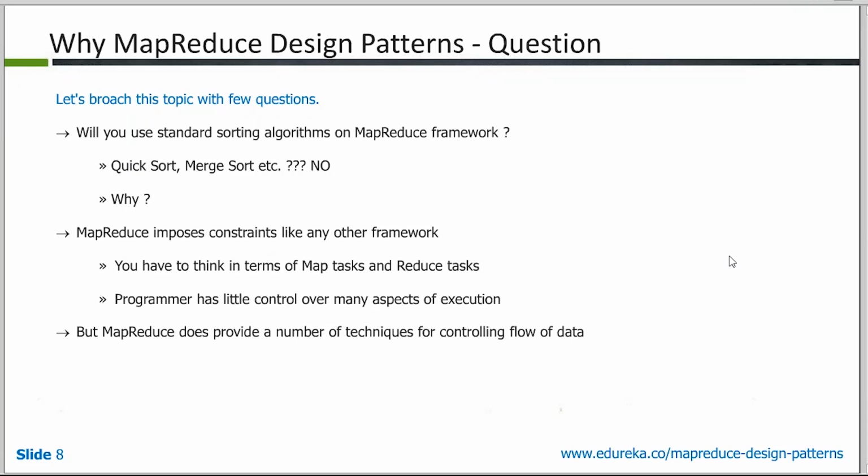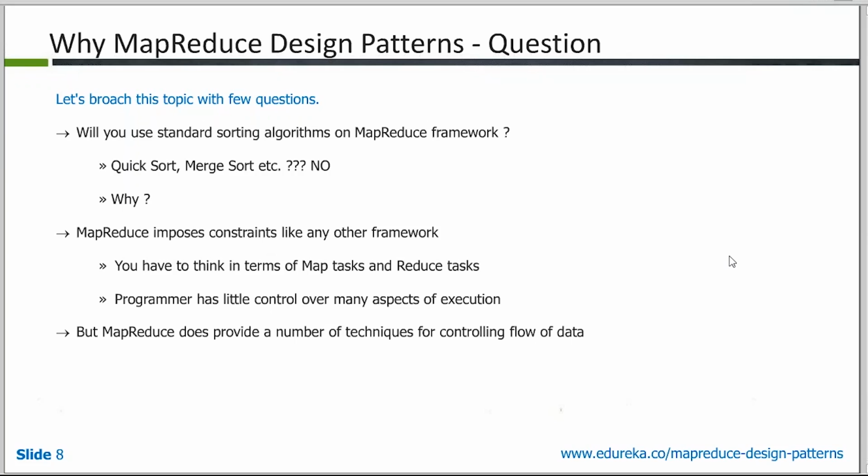So the question is, why do we require MapReduce design patterns? Let's attack this problem with a simple question. Generally, when you have to do sorting and it's not on big data, you use quick sort, merge sort, or one of these standard algorithms, and they do a perfect job for you. Now when the size of your data increases to the proportions of big data, you have problems using those sort algorithms. Just think, can you use quick sort or merge sort to do sorting on MapReduce?